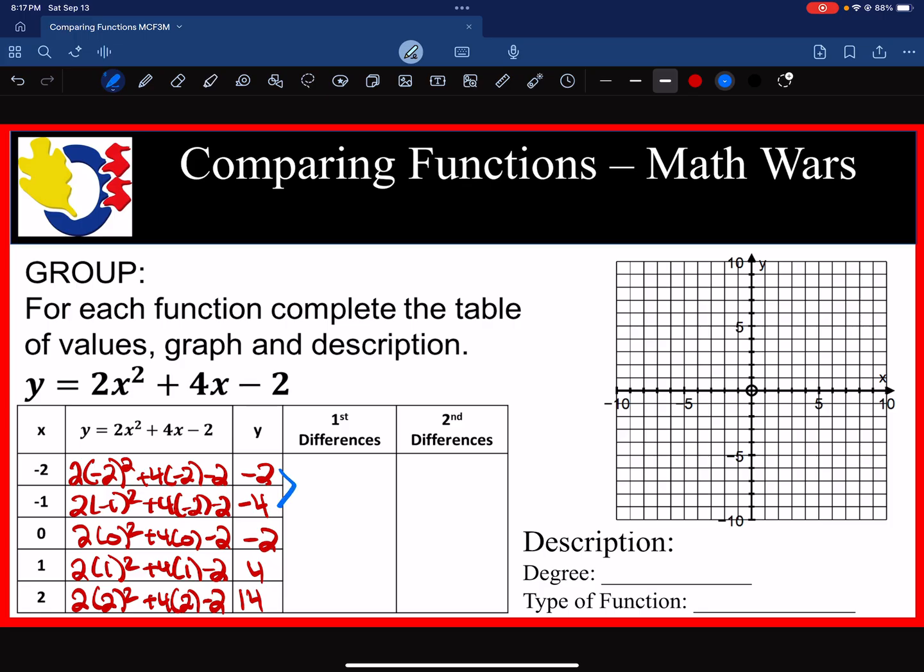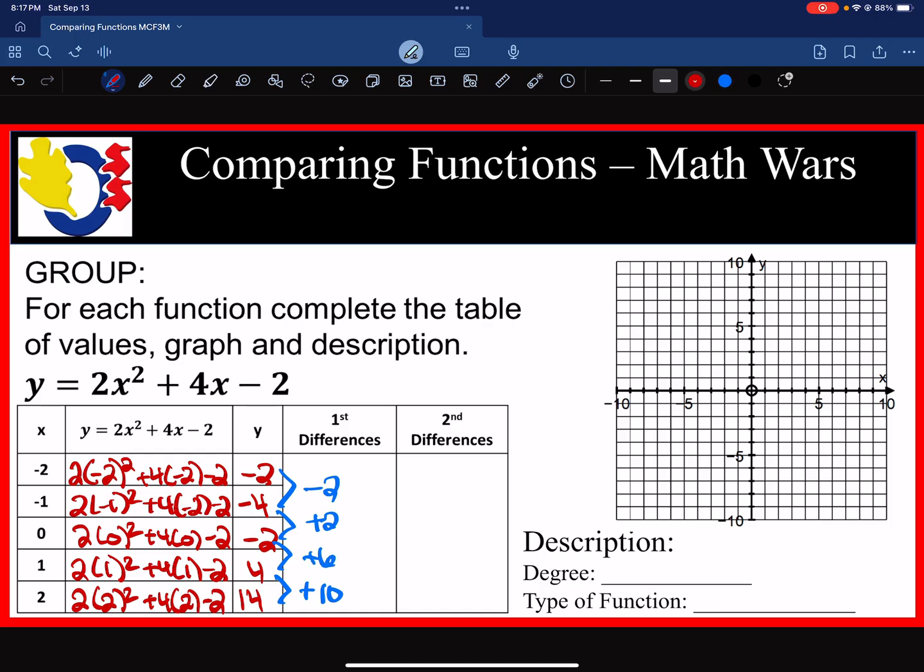Okay, so we're going to look at the first differences. So we have decreased by 2, then we have increased by 2, increased by 4, increased by 6. Let me fix that one. That should be a 6.